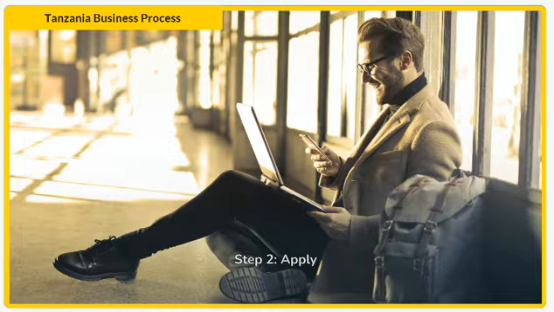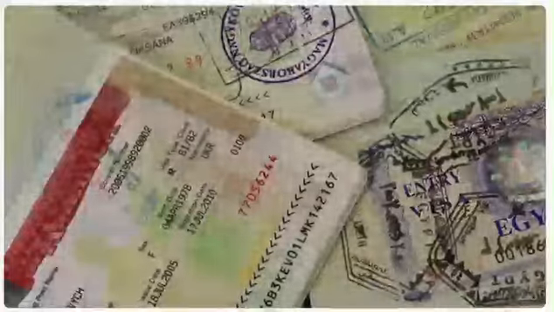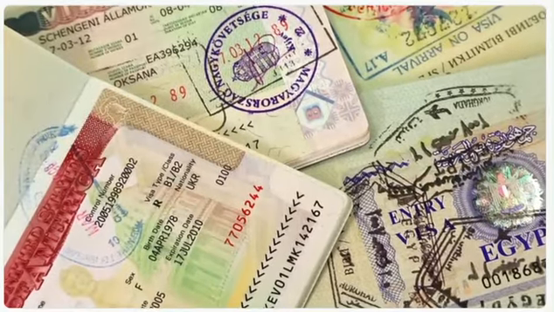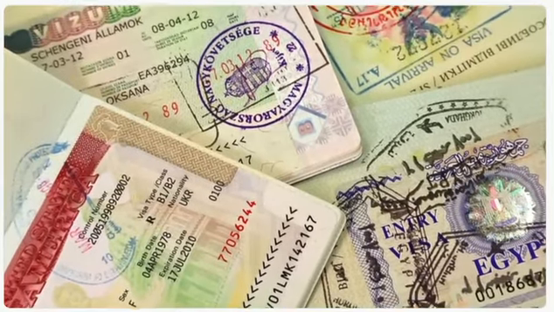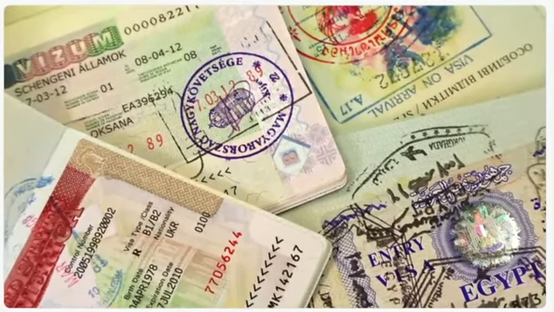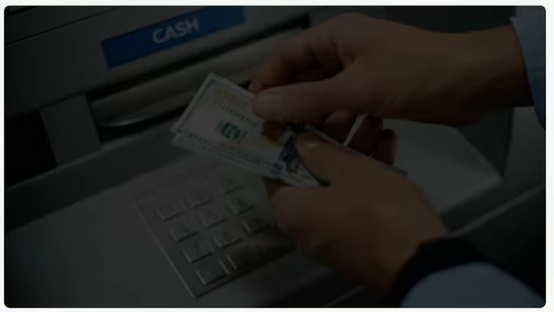Step 2. Apply online. Head to the official Tanzania website and fill out the online visa application form with your personal and travel details. Step 3. Gather and upload documents. You'll need a passport valid for at least 6 months, a recent passport size photo, flight itinerary, accommodation booking or invitation letter.